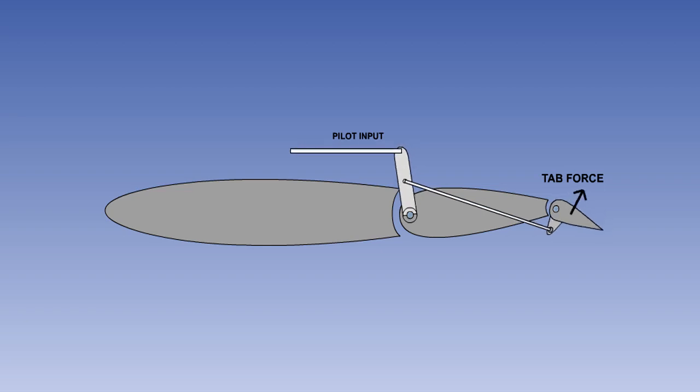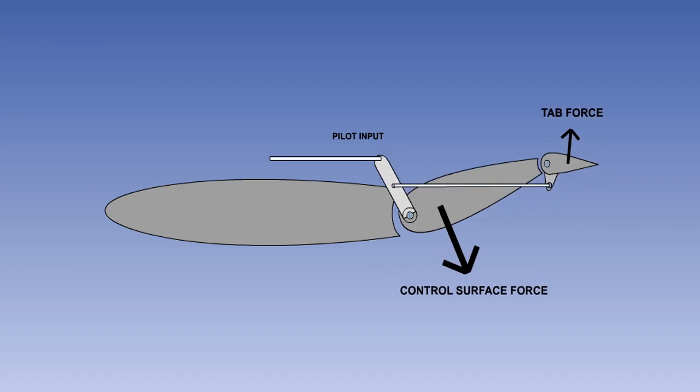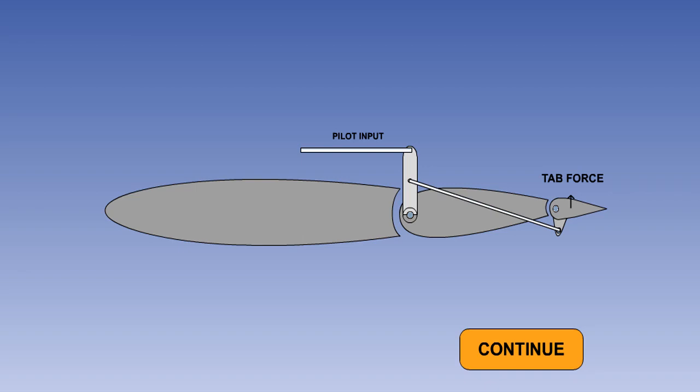View the sequence of events in the graphic, which depicts an elevator with a servo tab attached. As the pilot selects a nose-up pitch, note that to pitch nose up, the tab moves down, causing the elevator to move up. This does not affect the way the pilot operates his cockpit controls. You can use your mouse to step through the operation of the servo tab. Each click in the box will move it forward one step.